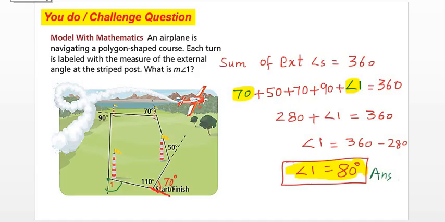So the value of angle 1 will become 80 degrees. How? Because if you add all the exterior angles, now this exterior angle was not given, but in the beginning I explained to you that the sum of the exterior and the interior angle is always 180. That's why if you subtract 110 from 180, it will give you the value of this exterior angle, that is 70. The next steps are very simple. Add all the exterior angles and put them equal to 360, and then separate this angle 1, and it will give you the measure of angle 1, that is 80 degrees.